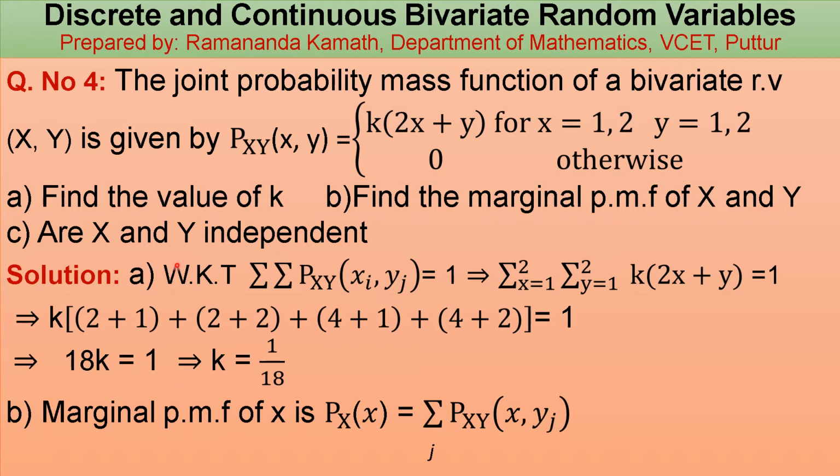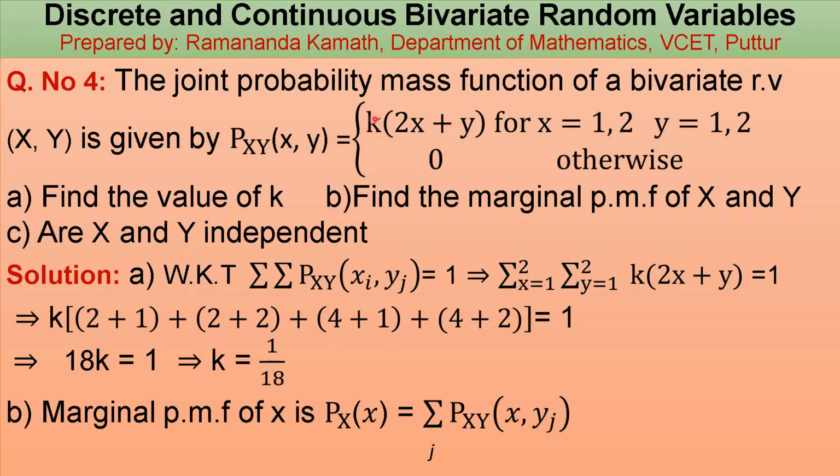So here X and Y are clearly discrete random variables. Bivariate discrete random variables, so discrete values are 1 and 2. For x equal to 1, 2, y values are 1, 2. The joint probability mass function p_XY(x, y) is given as k(2x + y), and for all other x and y values, p_XY(x, y) is given as 0. What should be this k value?